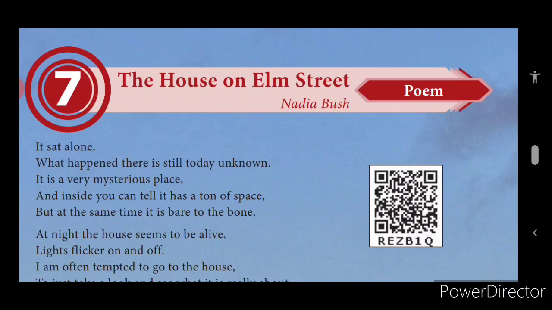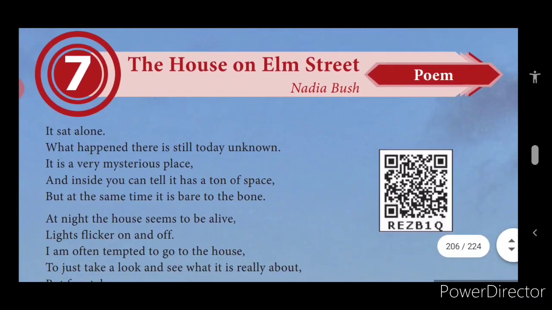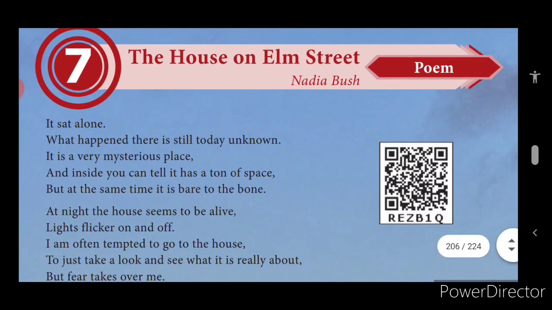Today, let us go on with the Unit 7 poem, The House on Elm Street, written by Nadia Bush. What do you mean by Elm Street, children? Elm in the sense, a large tree that loses its leaves. Okay, a tree where there are no leaves. That is known as elm. Now here, the house on Elm Street. There is a tree, you know, where there are no leaves.